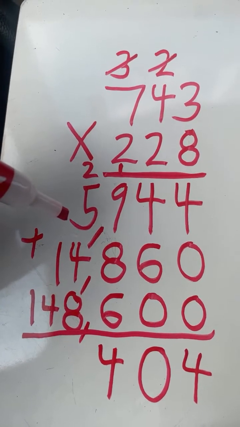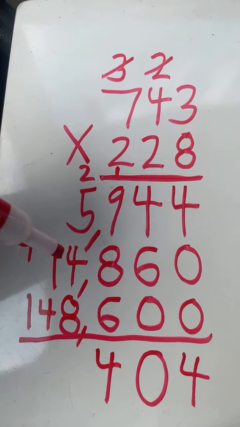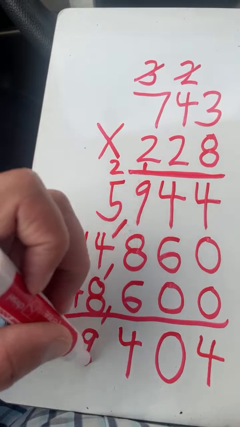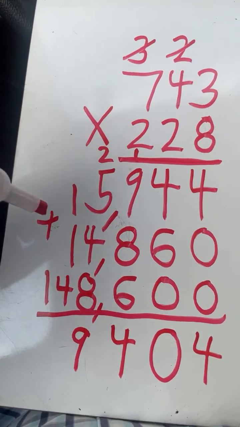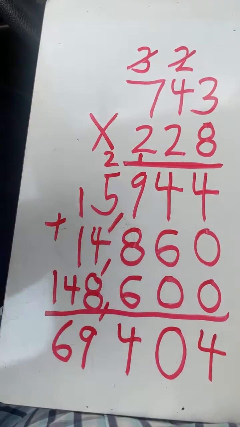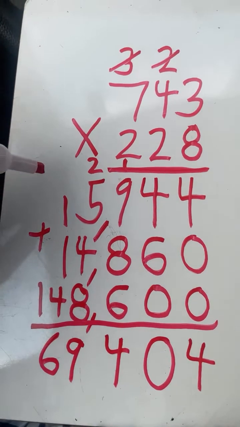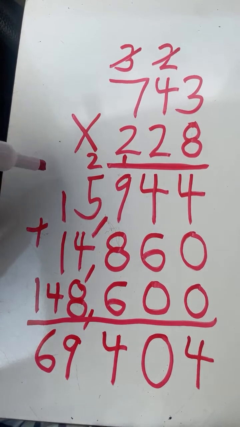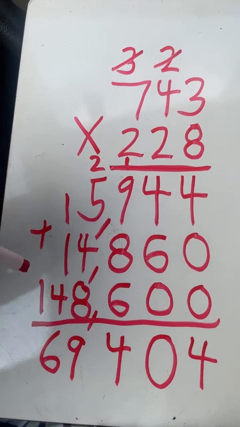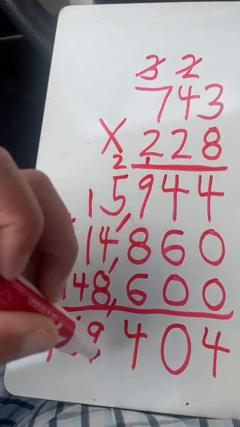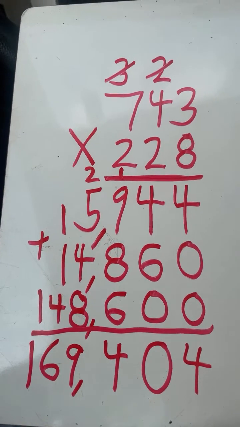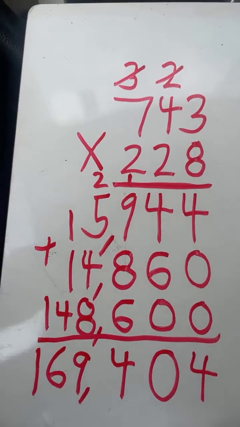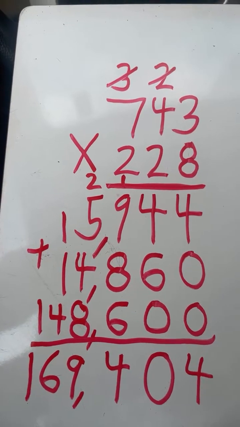2 plus 5 equals 7. Plus 4 equals 11. Plus 8 equals 19. 9, carry the 1. 1 plus 1 plus 4 equals 6. Now, no digits in the 10,000s place except for at the very bottom. So when there's no digits, we assume there's zeros. So 0 plus 1 equals 1. And we have our final answer. 743 times 228 equals 169,404.